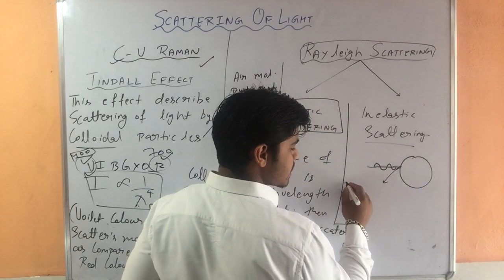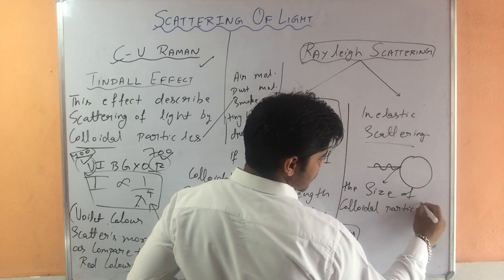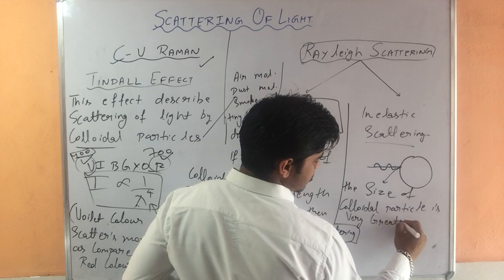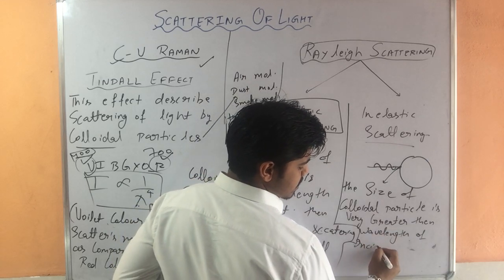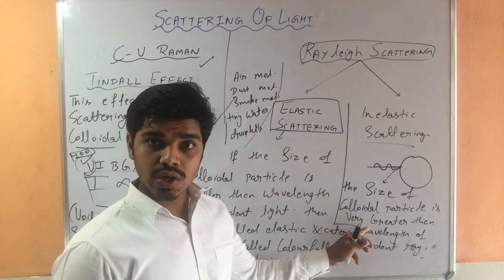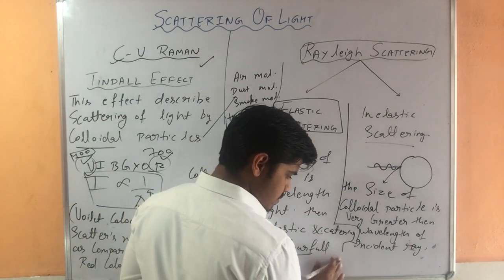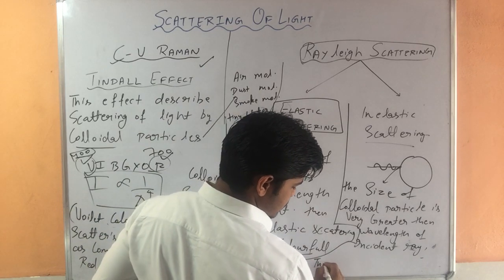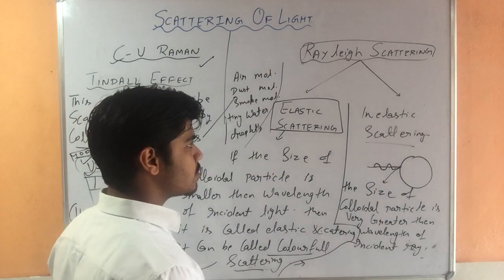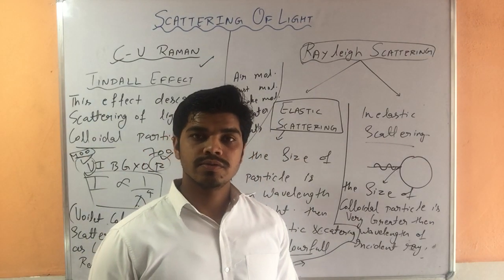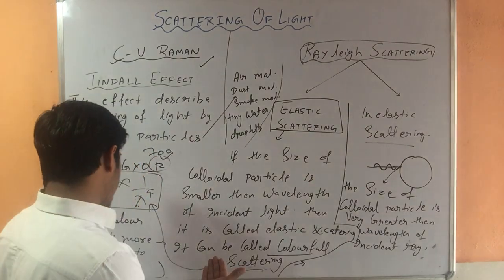So in inelastic scattering, the size of the colloidal particle is very much greater than the wavelength of incident radiation. This is non-color scattering. For example, this is a colorful scattering and this is a scattering without any color. An application of inelastic scattering is the white color of clouds. Applications of elastic scattering are the reddish color of the sun during sunrise and sunset, and also the blue color of the sky.